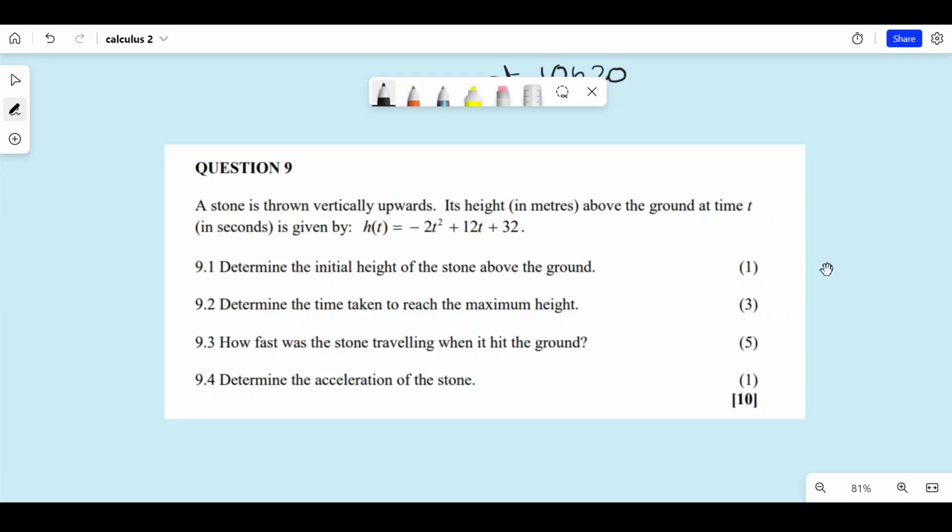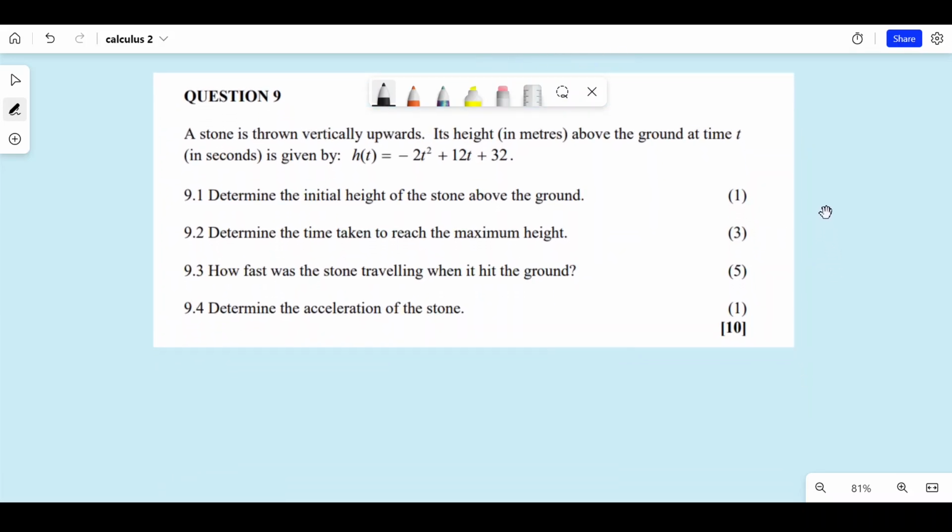So that means initial height is when t equal to 0. In 9.1, what we are finding is h(0). When you give t equal to 0, you get 32 meters. That is the height when t equal to 0. That is the initial height.